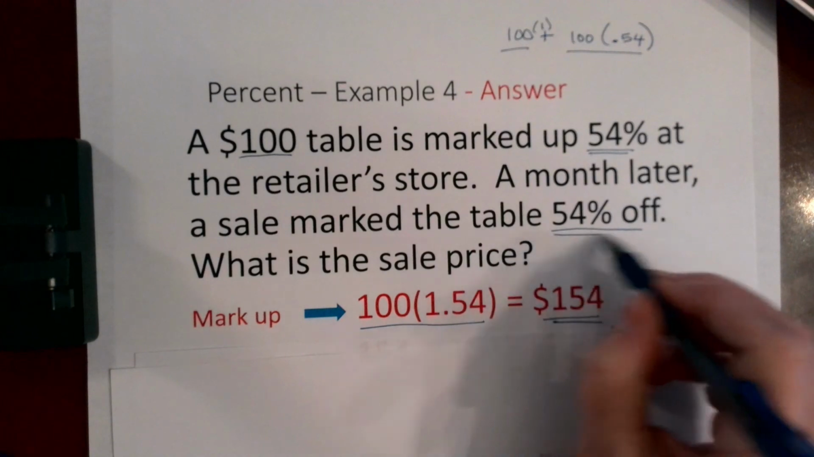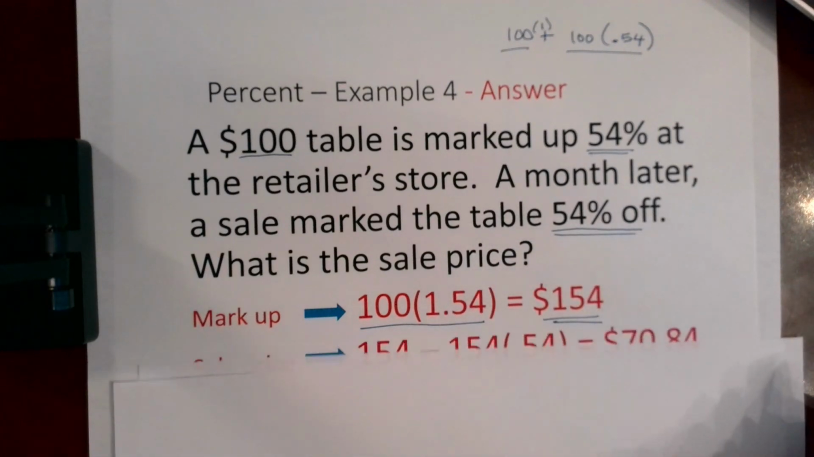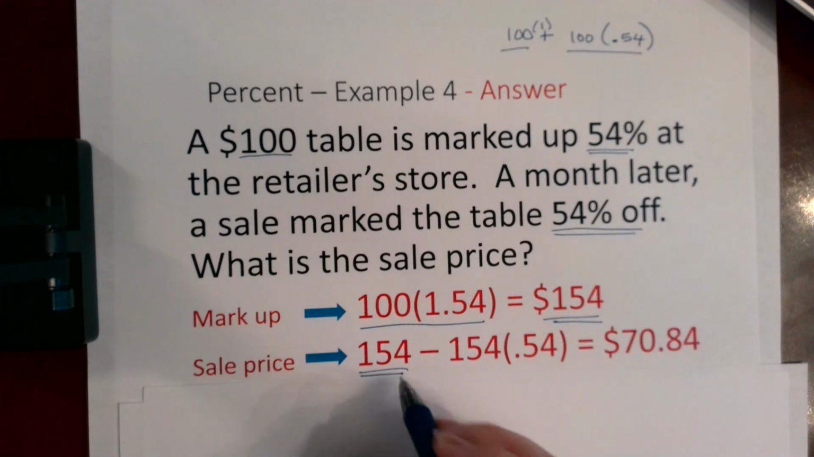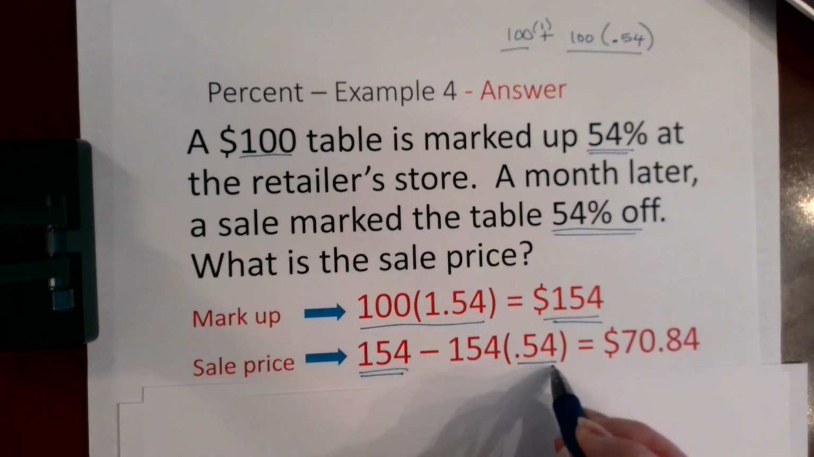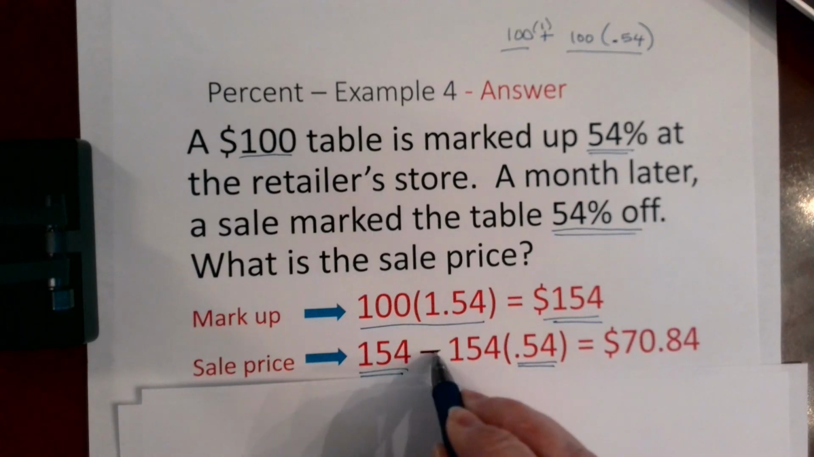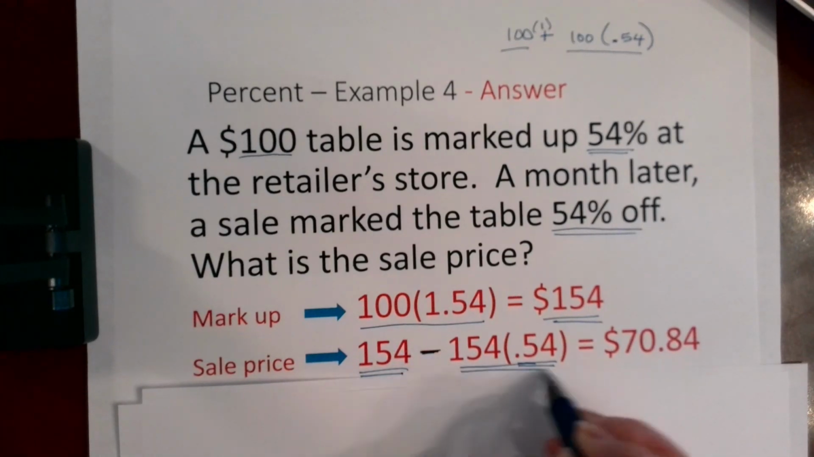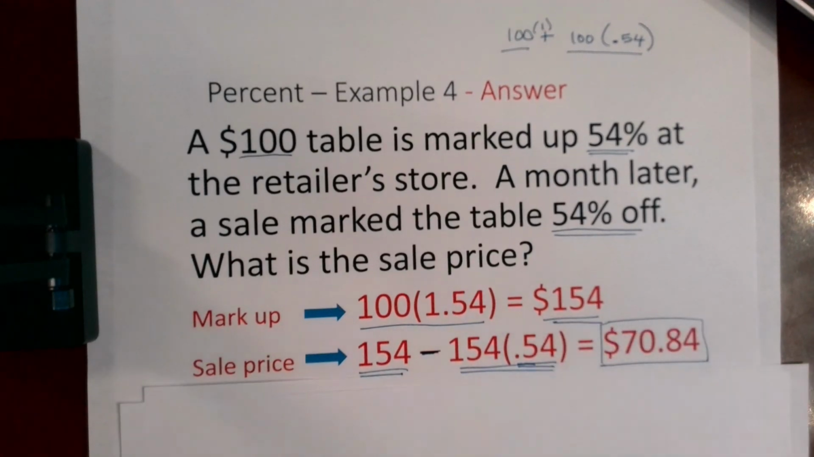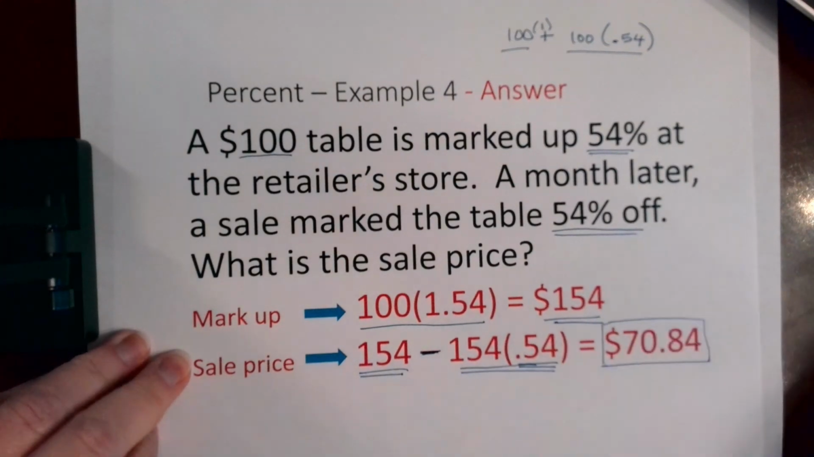Well, we want to mark it down 54%. So we're going to take the price of the table and then multiply it by 54%, 0.54, and subtract, because we want to take off 54%. It's down to $70.84 now. Strange but true.